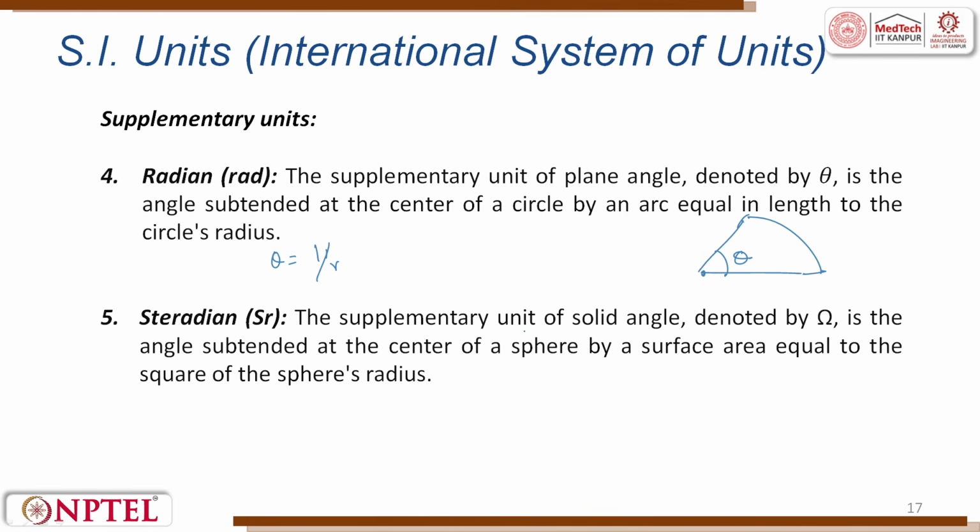The next supplementary unit is steradians, SR. The supplementary unit of a solid angle denoted by omega is the angle subtended at the center of the sphere by a surface area equal to the square of the sphere's radius. So, this will be expressed as omega is nothing but delta S by R square. So, these two are the supplementary units.